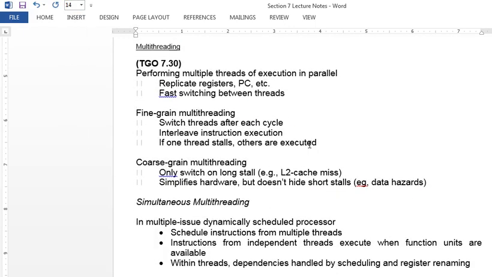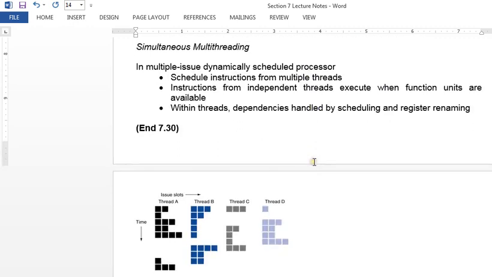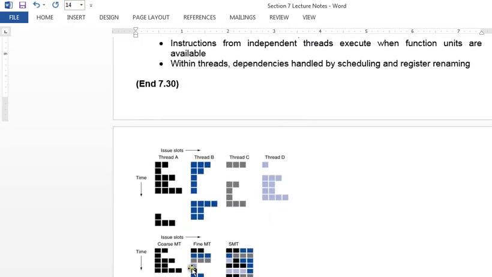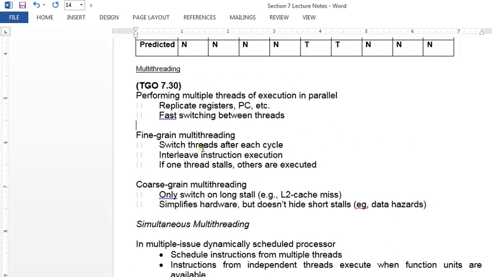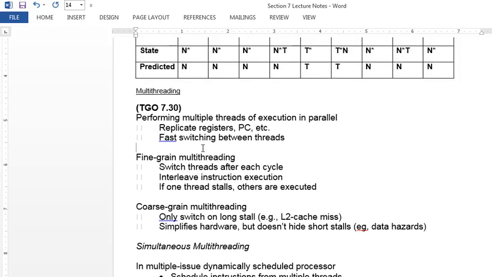Okay, so we're going to talk about fine-grained multi-threading, coarse-grained multi-threading, and simultaneous multi-threading. Fine-grained multi-threading is where we switch threads after each cycle. In the diagram I'm going to show you down here, we have 4 threads, and we're going to try to allocate them in certain ways. In each cycle, for fine-grained threads, we switch from one thread to another thread.